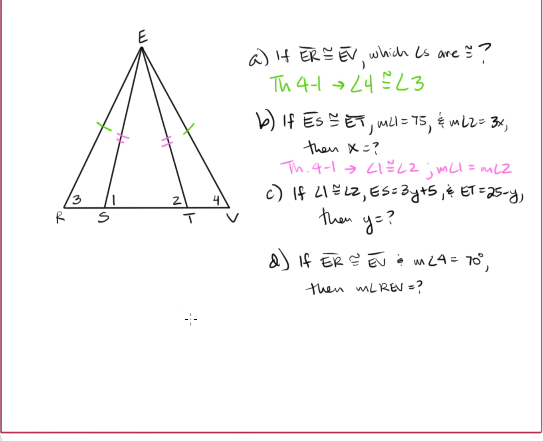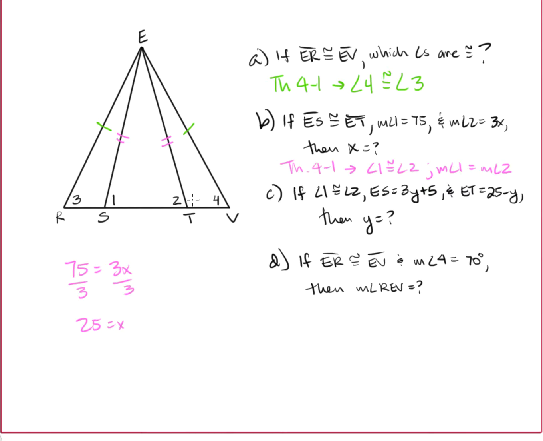measure of angle 2. So now if I come down here and I say the measure of angle 1 is 75 and the measure of angle 2 is 3x, then I have an equation I can solve. I can divide by 3 on both sides, and 25 would be my value of x.